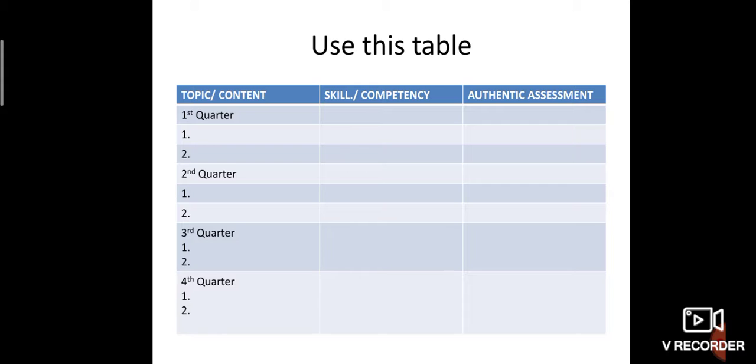The second column, what is the skill that you are addressing? Or what is the competency that you are trying to achieve? And then on the third column, I'd like to look into your own authentic assessments to address this skill and this competency. So, I'm excited to look into your creative juices that you can think of, one for every topic, no? And this will be submitted next Saturday.